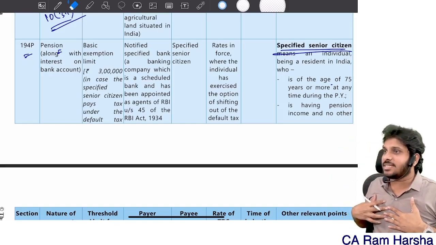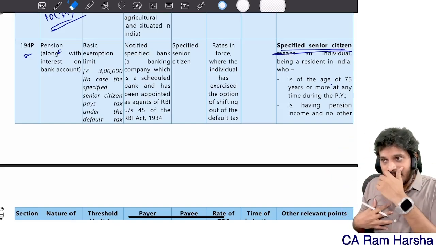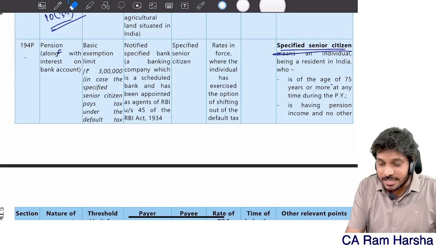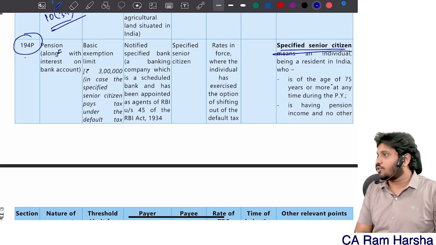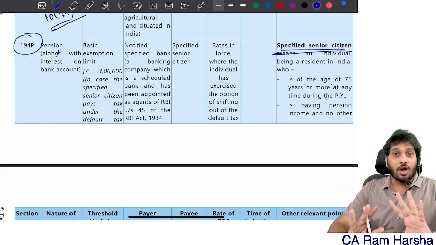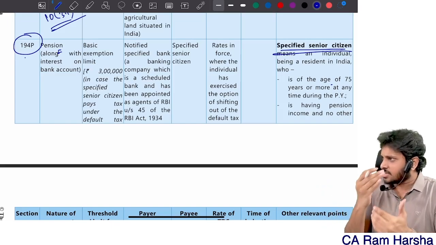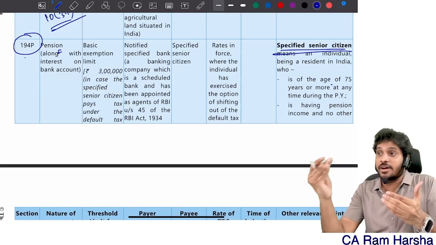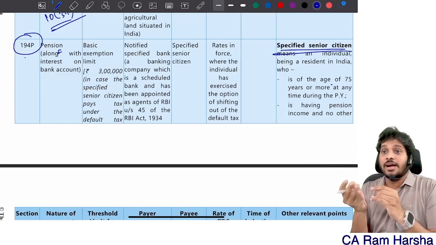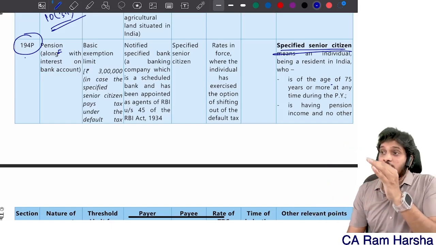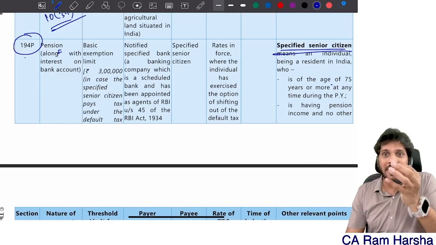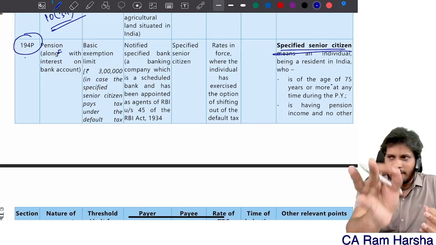The specified senior citizen will be given exemption from filing IT return. That is the intention behind 194P: to relax senior citizens who are 75 years and more from filing return of income, especially those who have very limited income, like pension and interest income from only one bank.